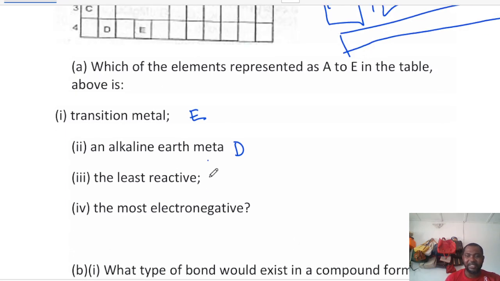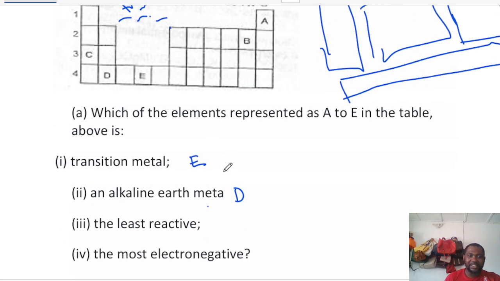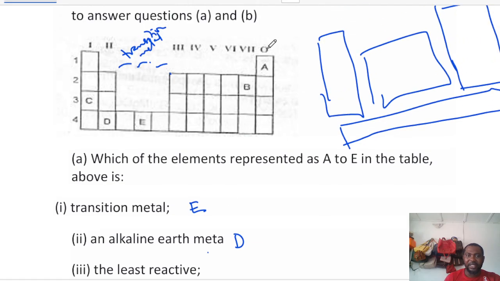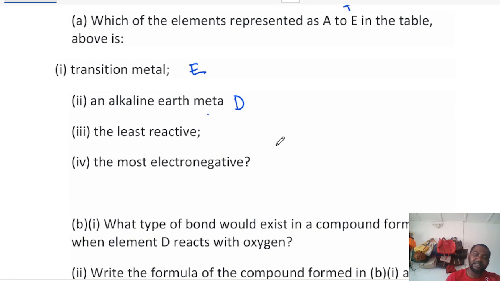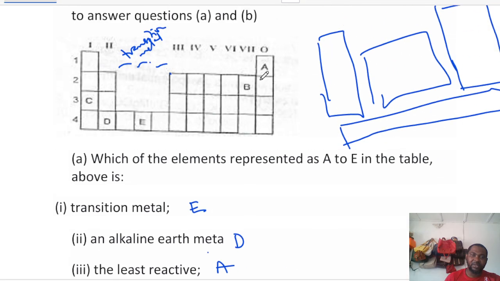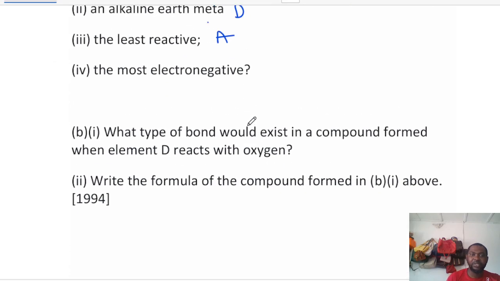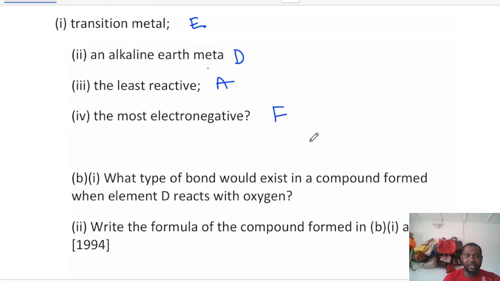Next says the least reactive. The one that is not reactive at all is A. That's group 8 elements. They are rare gases, they are not reactive. Then the most electronegative element, of course, the one close to A, which is B. Halogens are the most electronegative, and amongst all the elements, the most electronegative is fluorine. This is the position of fluorine. So I'm going to put here F, fluorine. Sorry, not F, the symbol there is B.